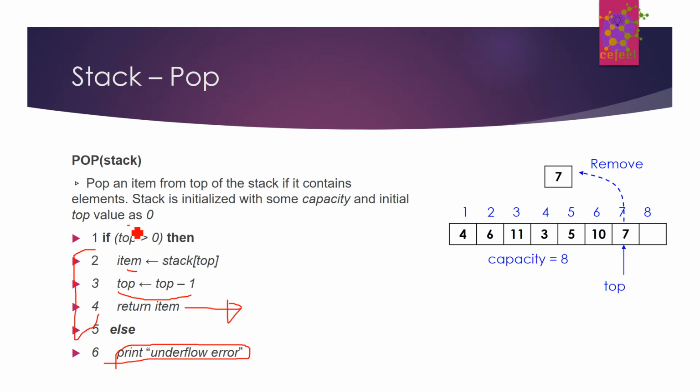Top is 7, which is greater than 0, hence this indicates there are items in the stack, and then we can remove the elements. First step is item will be assigned stack top, which means item will now become 7 because 7 is the element on the stack top. Then top will get reduced to top - 1, which means top will now point to element 6. And finally we just return the item, return 7, and that's all, we are done. So that was the pop operation applied to an example.